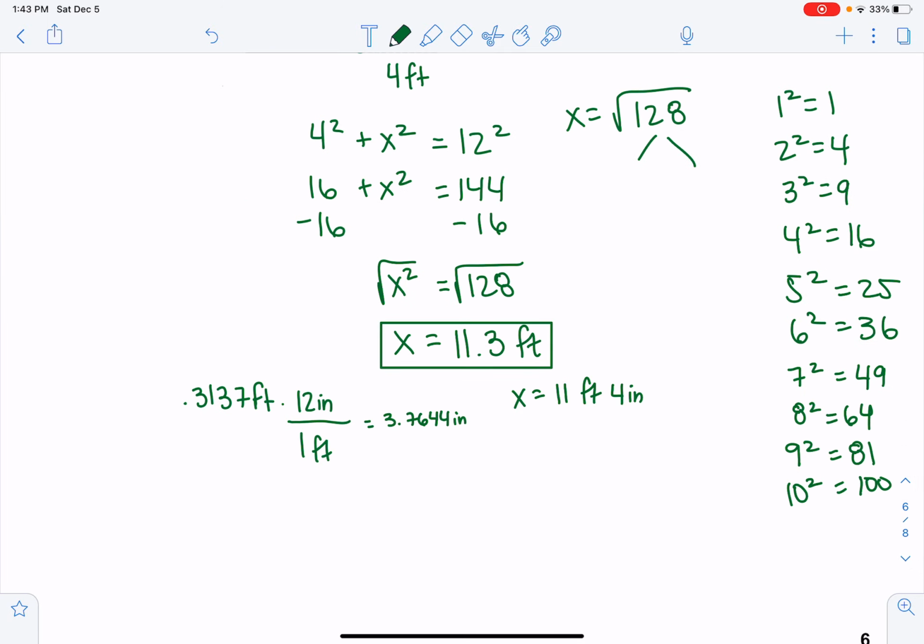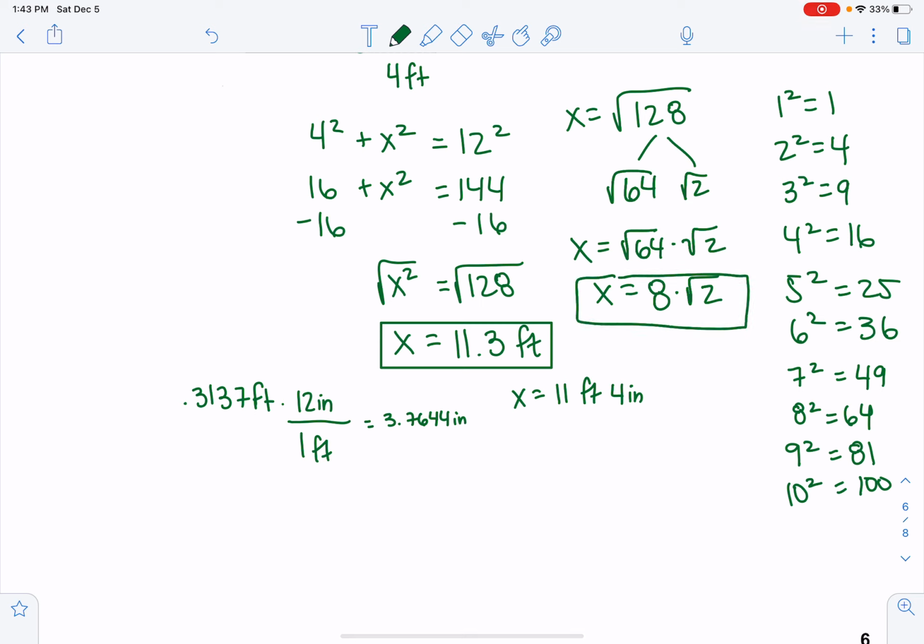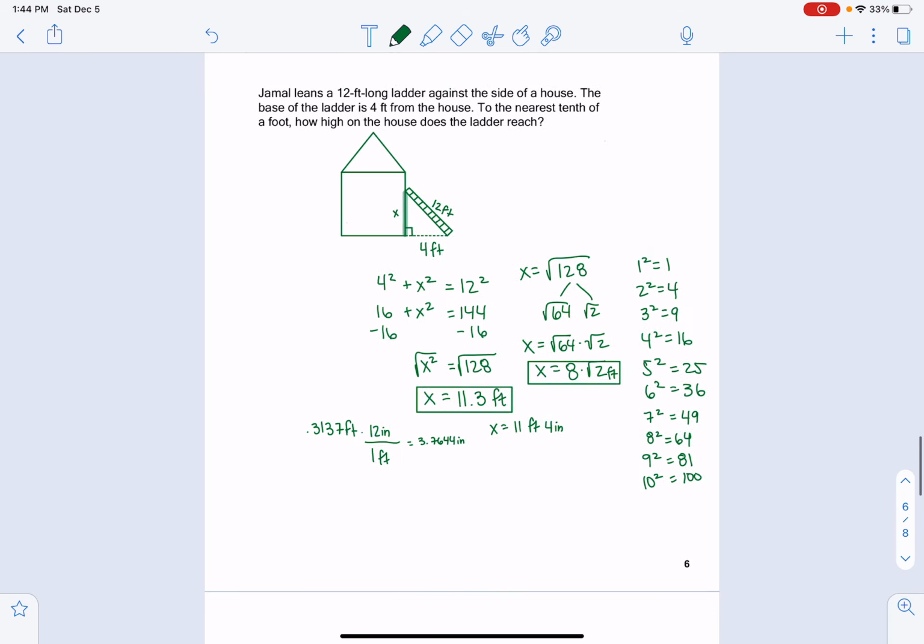That 128 is divisible by 2, and if you cut it in half, that is 64 each. I'm going to write it with the 64 in front. 64 and 2. And so x is equal to the square root of 64 times the square root of 2. The square root of 64 is 8, and then 2 is a prime number. It is not one of those perfect squares. So they would leave their answer like this, and then feet. So you can do the 11.3, but if you want to practice for the ACT, that's what you would see.